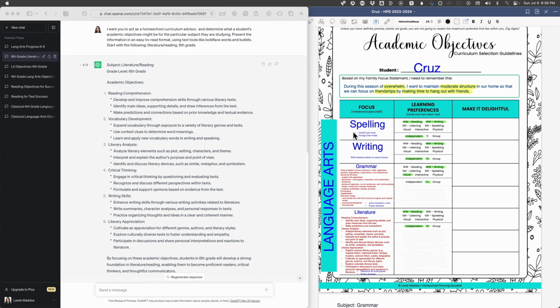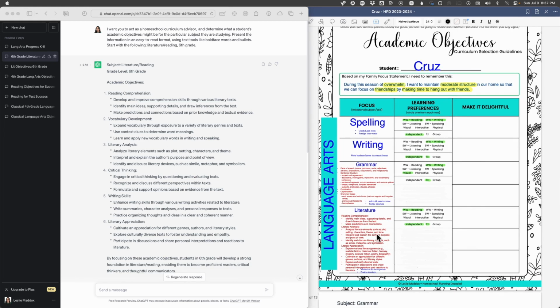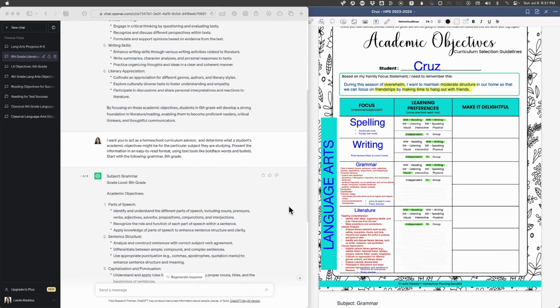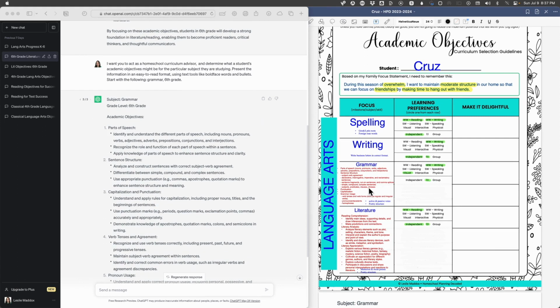But I do continue to keep these areas of focus in my academic objectives page in case there's anything I might miss. So for literature, I asked for the objectives and then I copied and pasted it here in red on the academic objectives worksheet and made some formatting changes and cut out some things I didn't think were needed, and then moved on to grammar and did the same thing here.